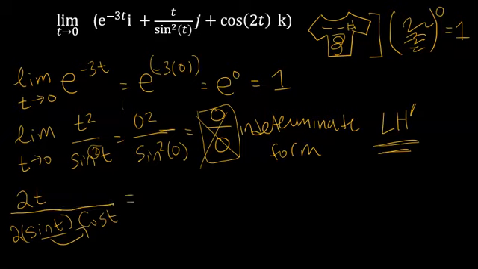So now I have 2t over 2 sine t times cosine t. Let's go ahead and put the zeros up in there because I already found the derivative upstairs and downstairs.